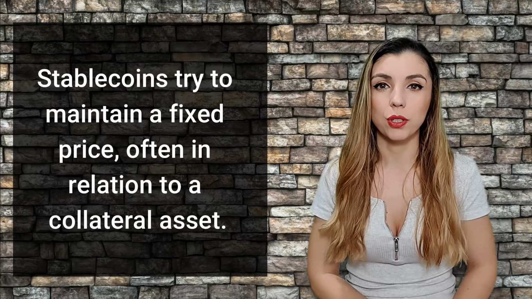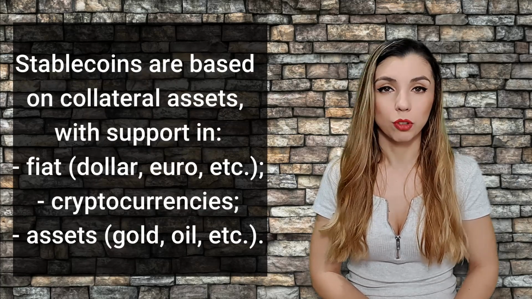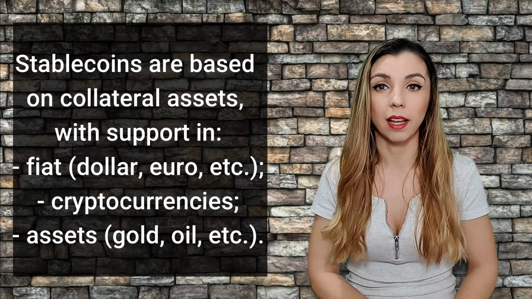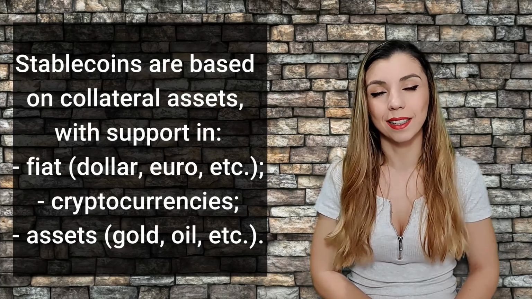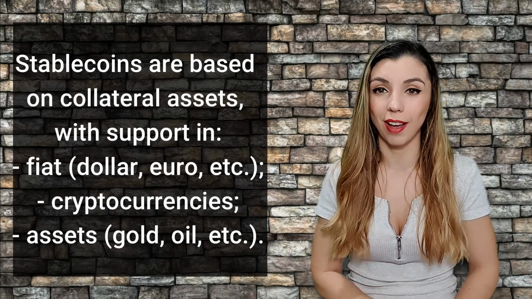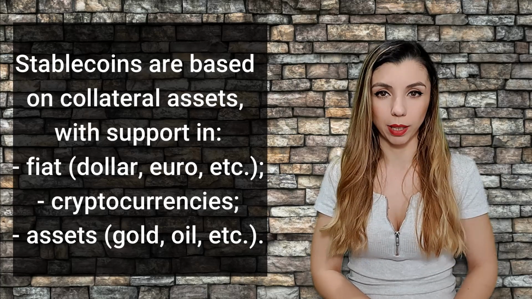There are 3 approaches to stablecoins based on collateral assets, with support in fiat, dollar, euro, etc., cryptocurrencies, or other tradable assets like gold, oil, etc. Some stablecoins are supported and linked to a single real asset, such as dollar or gold. Others are supported by a cumulative asset, one or more fiat and/or cryptocurrencies, one or more tradable assets. We can see the continuous emergence of new stablecoins in the crypto market that exchanges regularly list. Let's have a look at some examples of stablecoins.